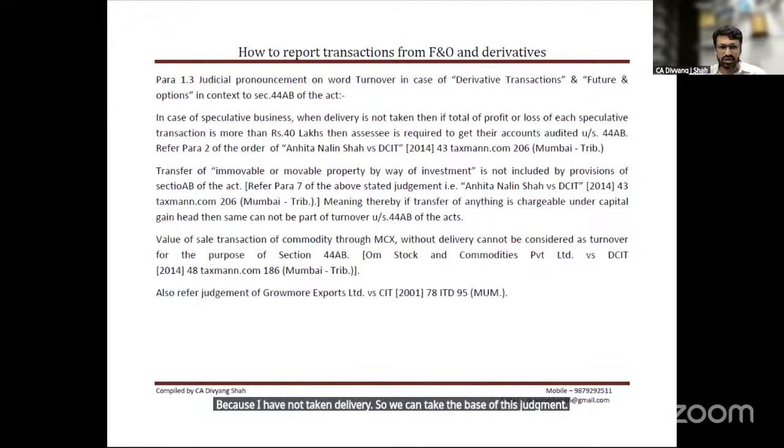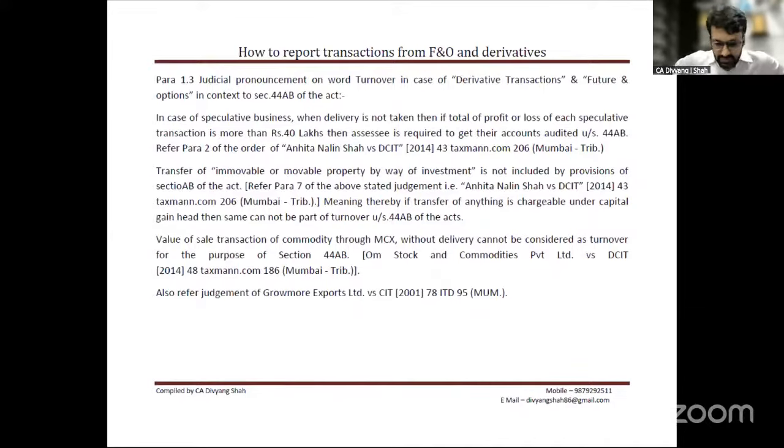The second judgment is where the same Mumbai Tribunal has held that the transfer of immovable or movable property by way of investment is not included by the provision of section 44AB of the Act. That is in a different context. And in the case of MCX also, the judgment of Home Stock and Commodity Private Limited is available. It says the value of sale transactions in commodity through MCX without delivery cannot be considered as turnover for the purpose of section 44AB. So they have not taken delivery. In our example, we have not taken delivery of the Reliance shares, which we sold for 510. So that cannot be part of our turnover. So this judgment can also be useful.